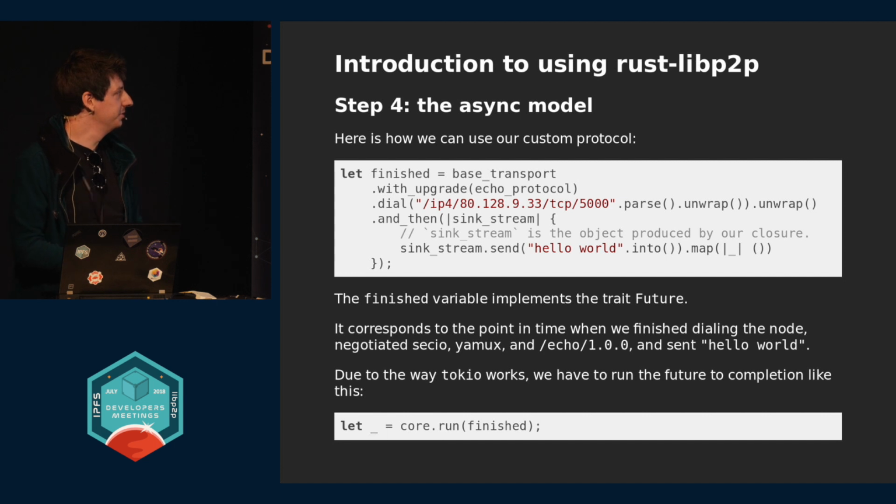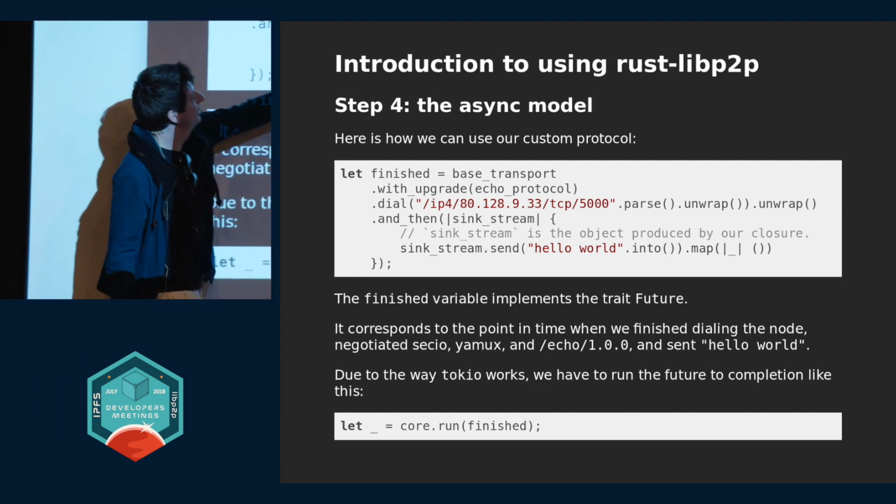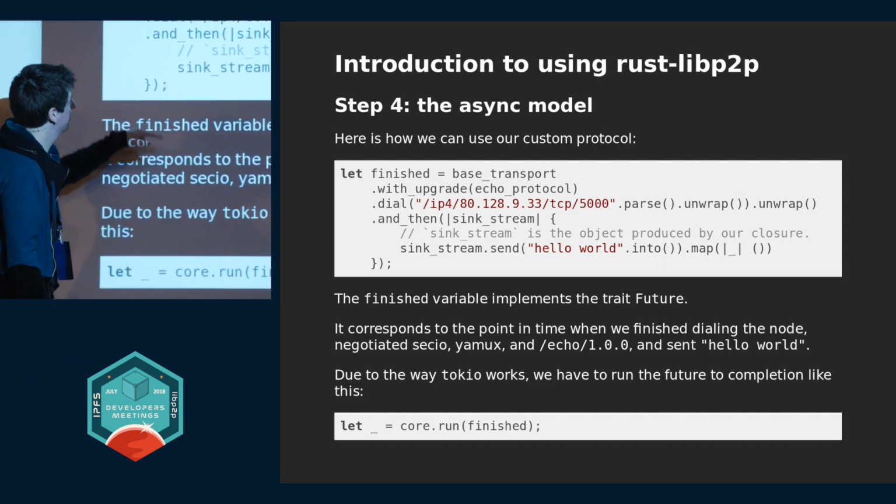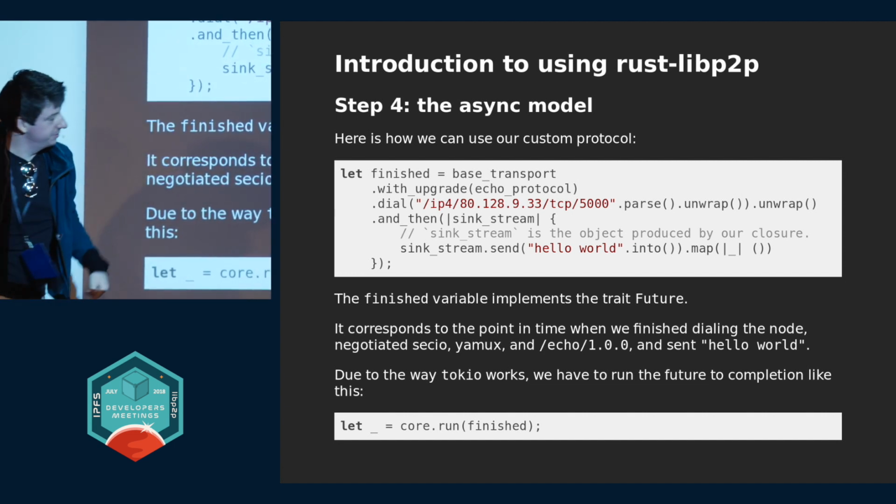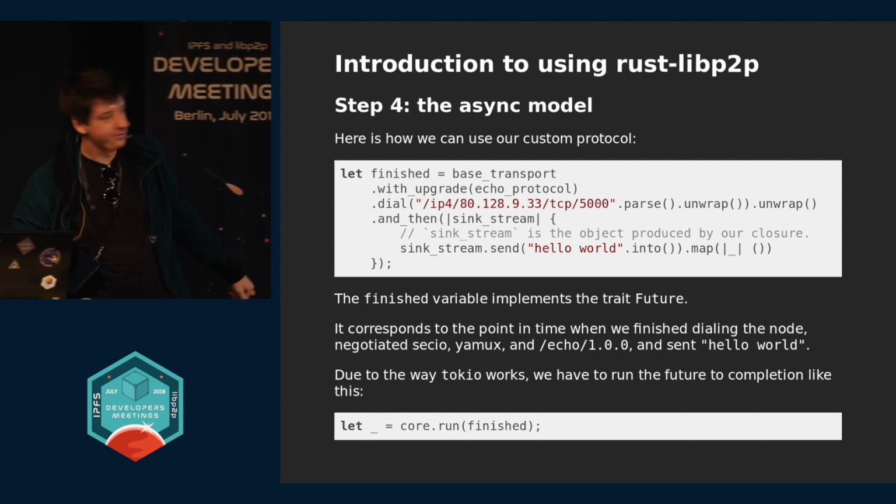You use your transport, you call with_upgrade, and you obtain a transport that automatically upgrades to Secio, then Yamux, then Echo. And so you can use it to dial in the third line of code. We dial this IP address. And as I said, it automatically upgrades. And once we've successfully upgraded, we enter this closure here. That's a function as well. And the sink stream is what we return.